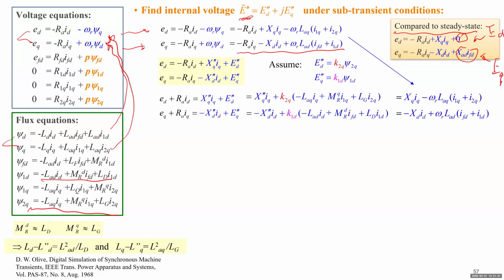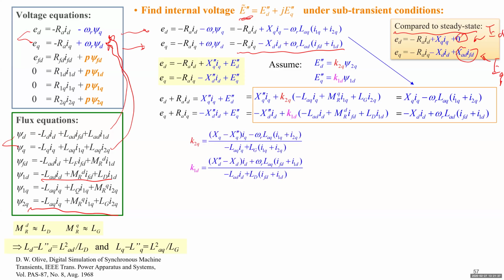That's easy. You just move the two items with parentheses to the left and move everything else to the right. So you will get the formulas for K2Q and K1D. These two formulas seem to be complex, but actually you can largely simplify them by utilizing the two equations here. Those two equations came from one slide in the previous lecture.